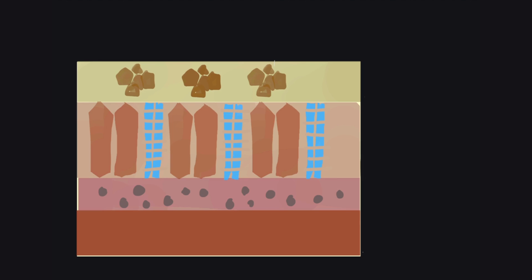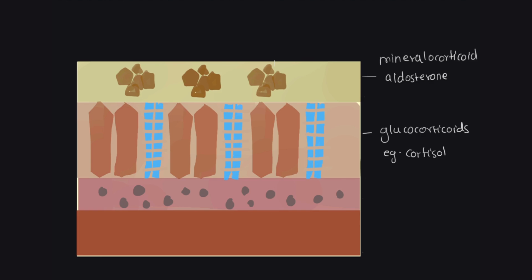The job of these cells is to secrete hormones because, of course, we know that it's a gland, the suprarenal gland, so it secretes hormones. The first layer secretes mineralocorticoids, such as aldosterone, that help regulate the water level inside our body. Then we have the second layer that helps regulate the glucose level in our body, which are known as the glucocorticoids. An example of a glucocorticoid in our body is cortisol. Then we have the last layer that secretes sex hormones.